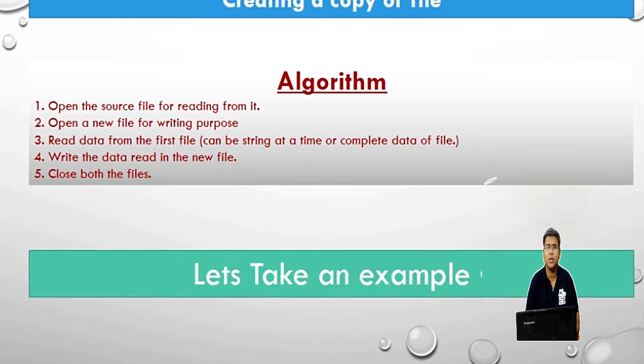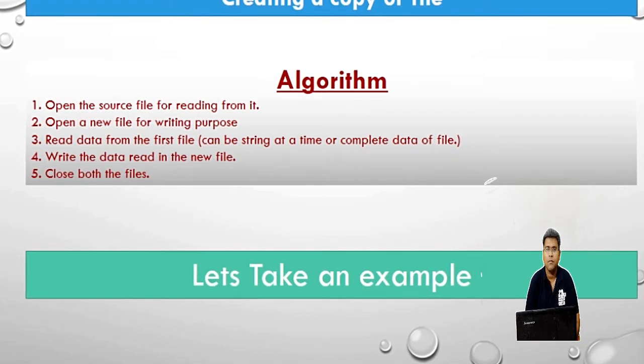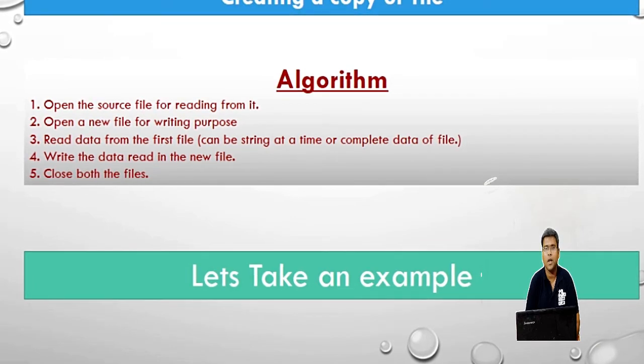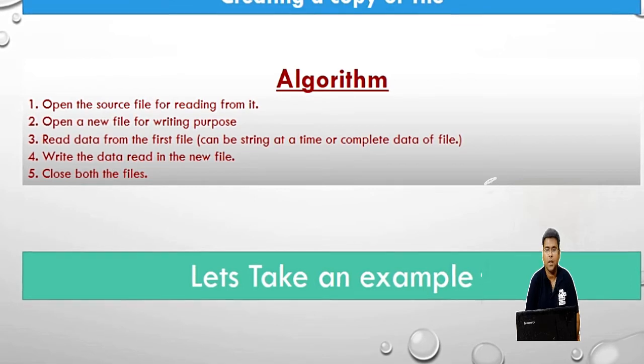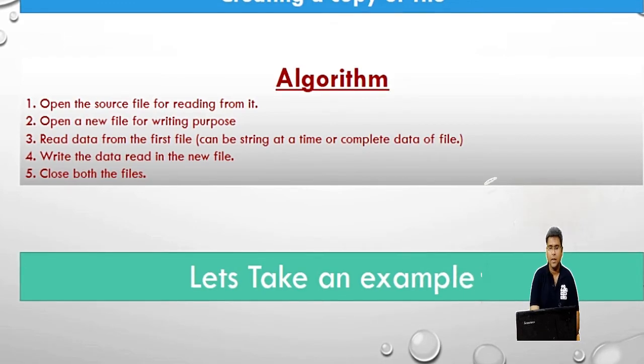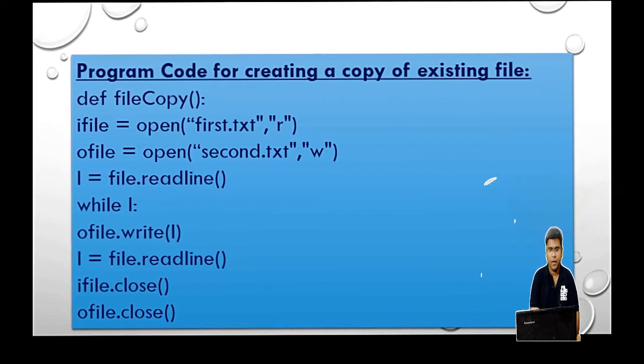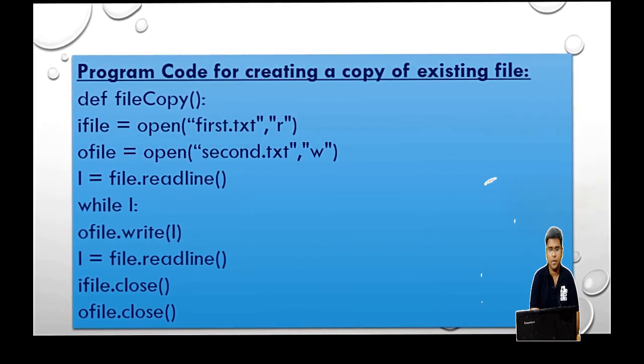This data may be string, binary, whatever it may be, but at step number 3 I need to read that data, and at step 4 all I have to do is write the data in our new file. And after performing all these operations, all I have to do is close both the files. Now we are going to discuss an example. Here an example is presented on your screen.